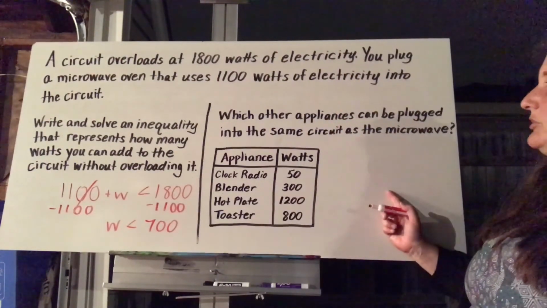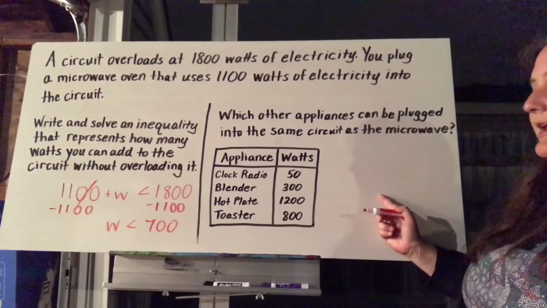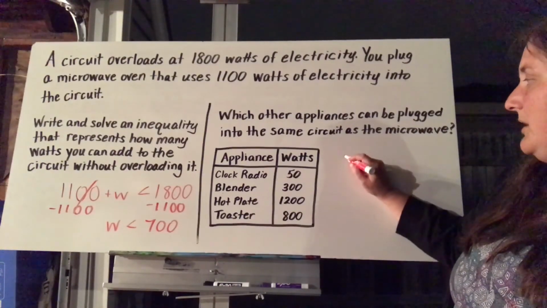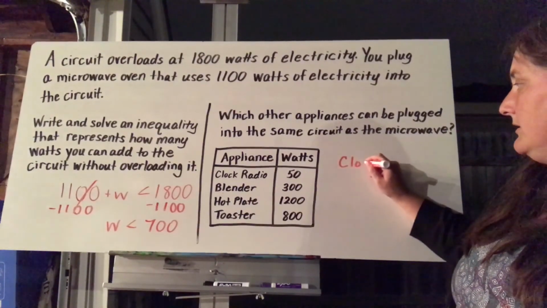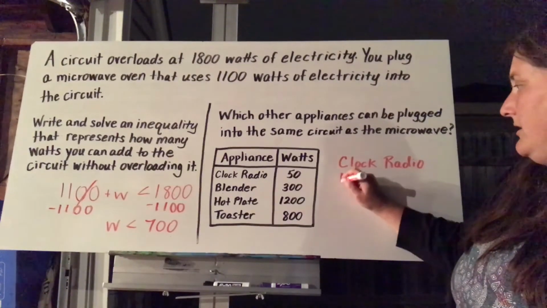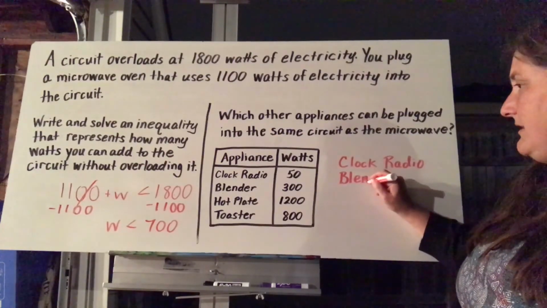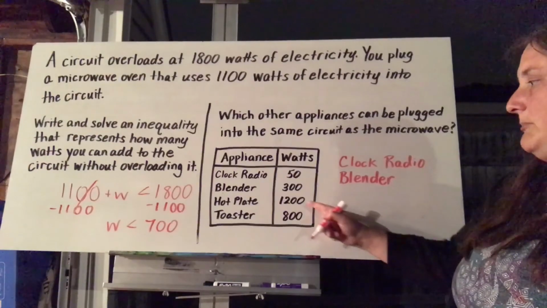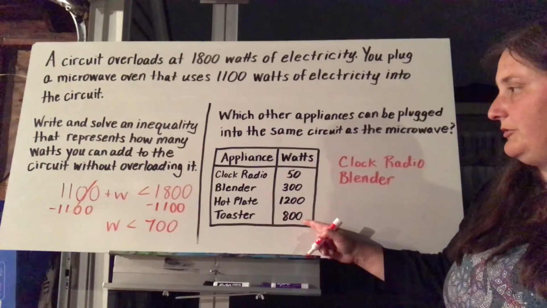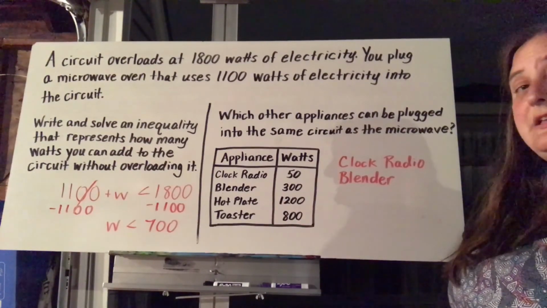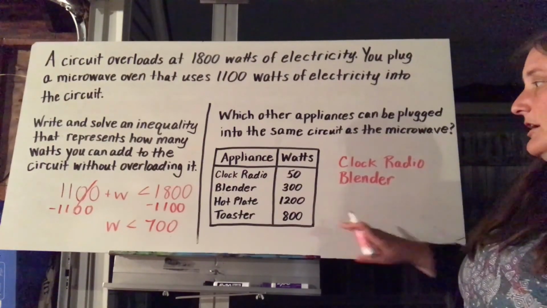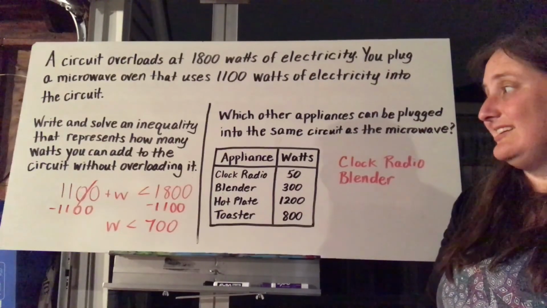So here they're asking us, which other appliances can we plug into the same circuit as the microwave? Well, anything that's less than 700. So we could plug in the clock radio with the microwave. We could plug in the blender with the microwave. It's less than 700. The hot plate is too much. This combined with the microwave would overload the circuit. The toaster is too much, would also overload the circuit with the microwave. But I could even plug in the microwave with the clock radio and the blender combined, because combining their 350, it's still less than 700.